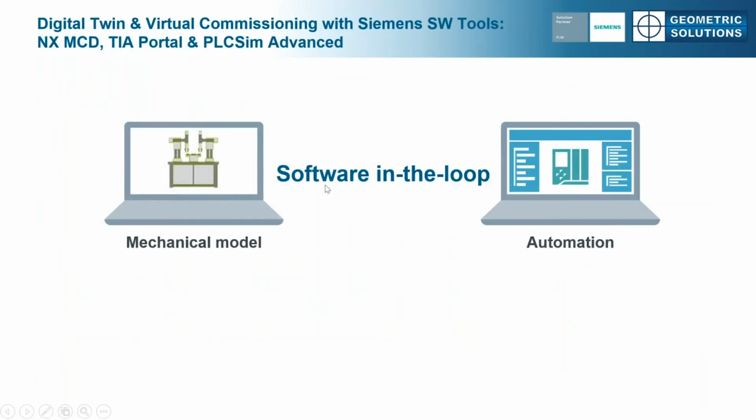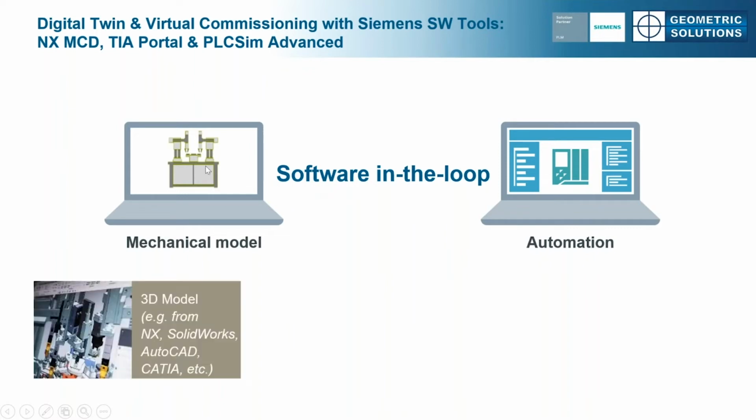First step, software in the loop. So we start with a mechanical CAD model. It can be NX, it can be SolidWorks, CATIA. It doesn't matter what type of CAD model it is. Any CAD model. We bring that into NX Mechatronics Concept Designer. And then we do some work within that program.